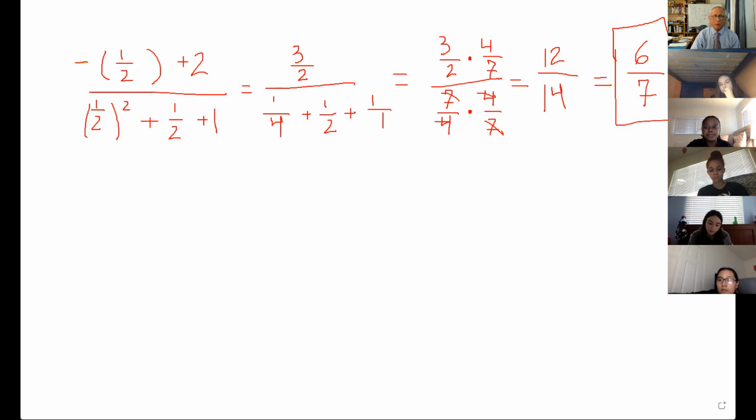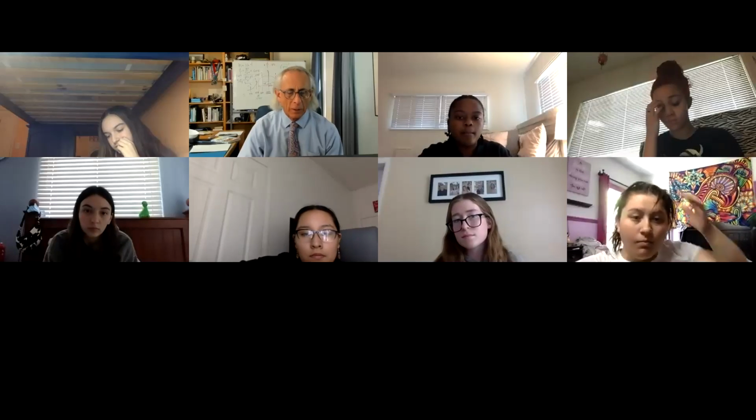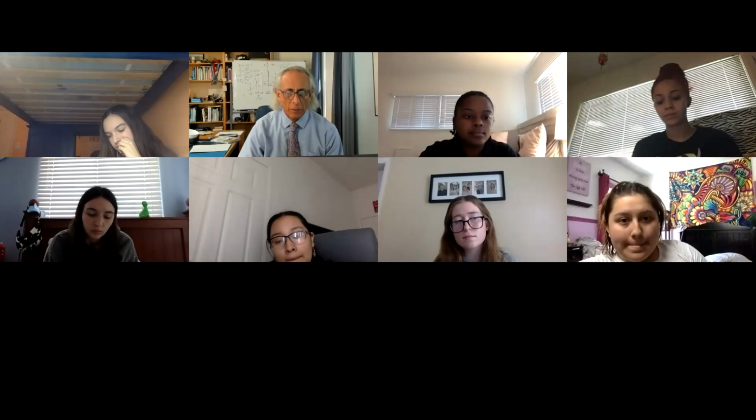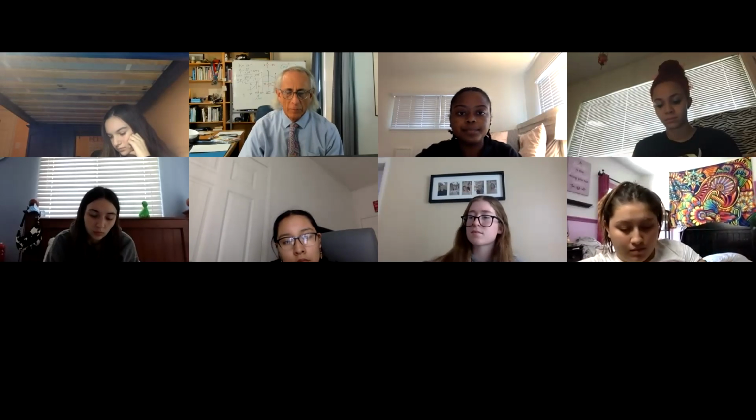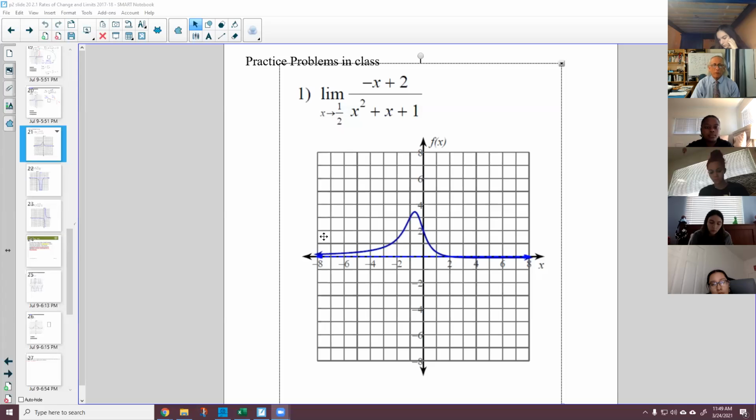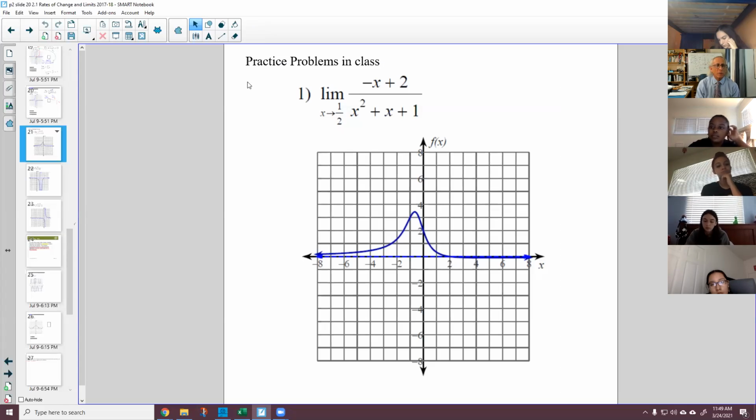Yes, okay, so I'll stop sharing for a minute and let me share again here. All right, so you got 6/7 as your answer. And if I'm looking at the graph here, this is as x approaches 1/2, right? So 1/2 is right about here, and it looks like it would hit the function right about there. So yeah, 6/7, which is a bit less than 1, looks like a pretty good answer to me. How does it look to you guys?